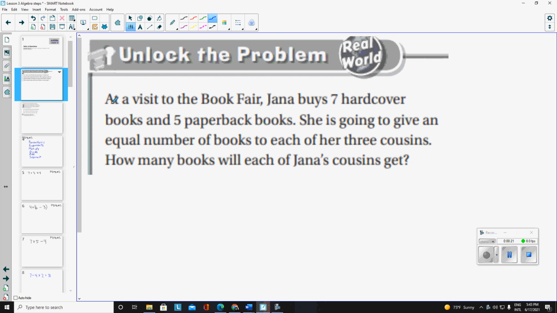So we have at a visit to the book fair, Jana buys 7 hardcover books and 5 paperback books. She's going to give an equal number of books to each of her 3 cousins. How many books will each of Jana's cousins get? I want you to try this right now. Pause the video and try this right now. I want to see if you know what to do first, second, and last.